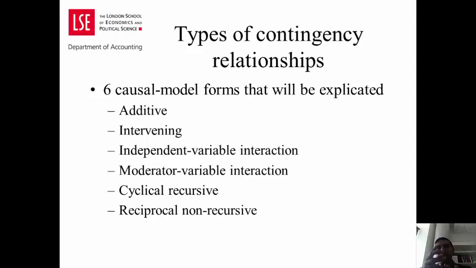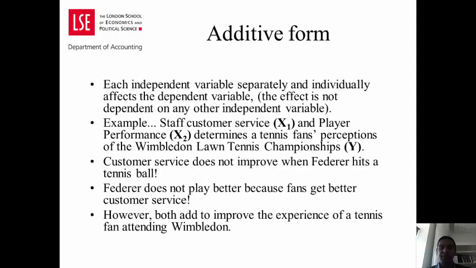But how do contingencies relate to each other and structures, and how does that then affect performance? There are different patterns or different observations we might note in observing how contingent relationships and structures lead to performance. And that is really the point of showing you these 6 causal models. The first is the additive causal model contingent form.